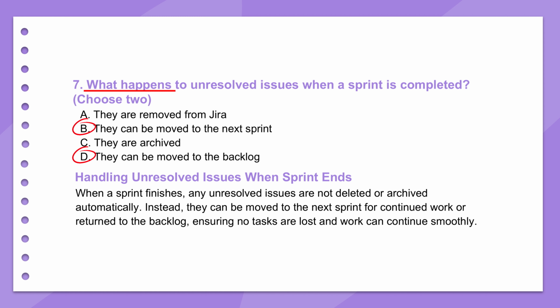To be reprioritized later. Exactly. Reconsidered for a future sprint. They aren't automatically deleted or archived or anything like that. You decide their fate. That's good. Control over the carryover. It ensures nothing gets lost, and you consciously decide what to do with incomplete work. Precisely. It supports continuous flow and proper backlog management.